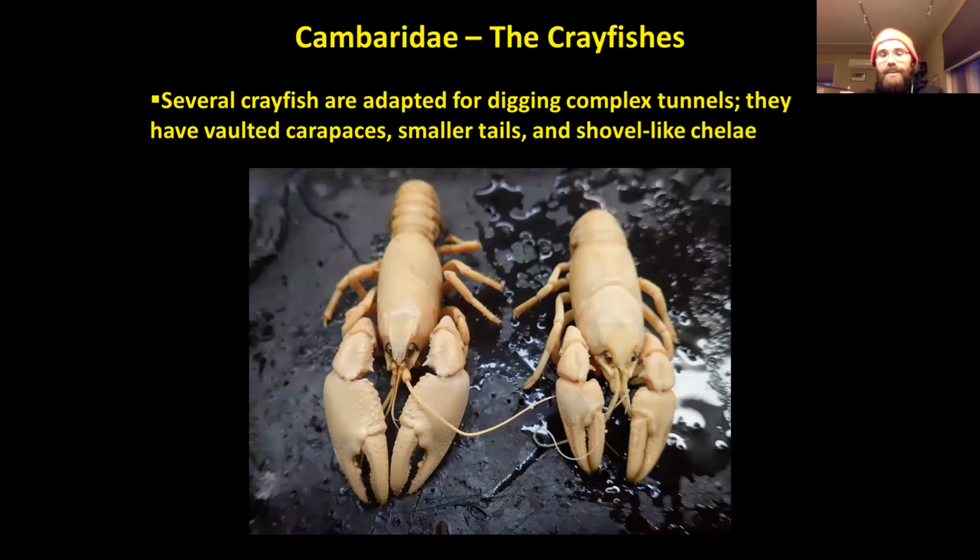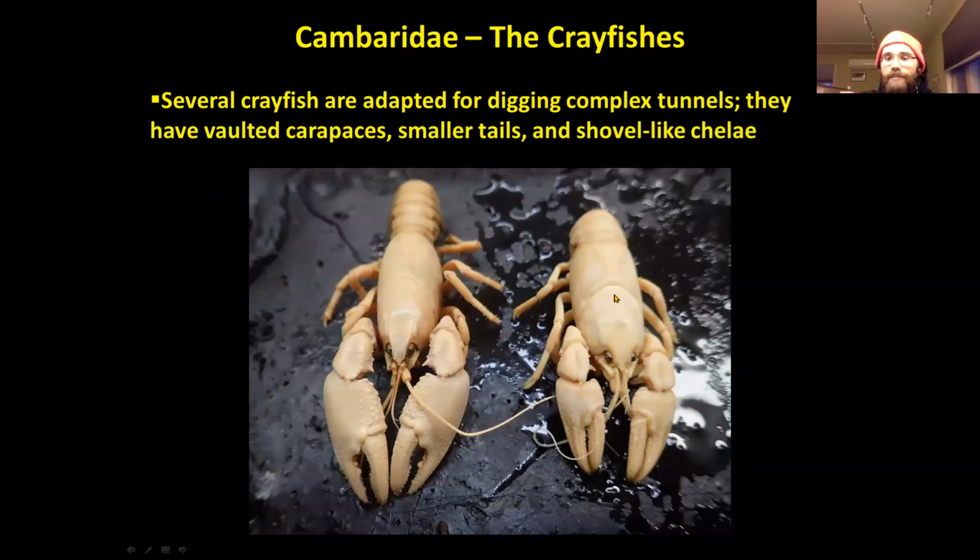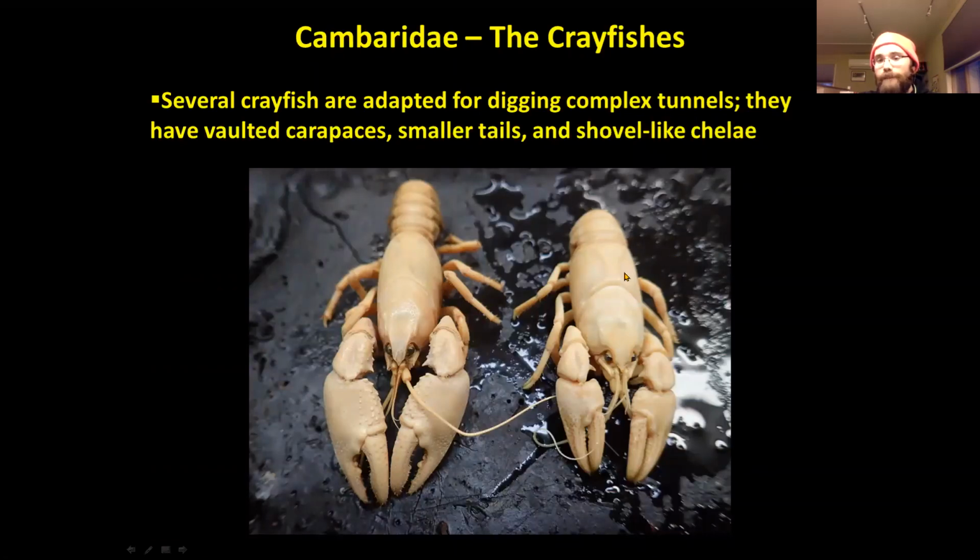And here you can see the example of the vaulted carapace compared to a species that you'll typically find in a stream. So a little bit more barrel shaped for the stream species, but these guys are going to be taller and thinner in shape. So that front view, you really get an idea of that. And then you can kind of see a little bit with this one, the tail is also slightly smaller in shape compared to this other one.